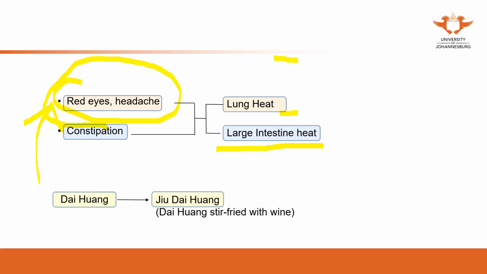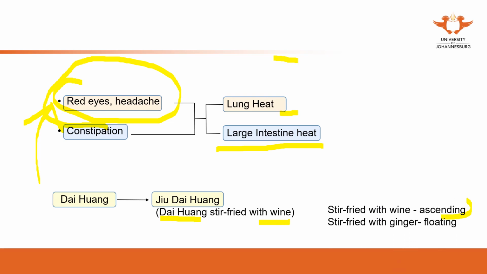We're going to stir fry the Daihuang with wine, ascent. So we try to ascend Daihuang to the upper parts of the body. So that's the purpose of processing. Guide to specific area.